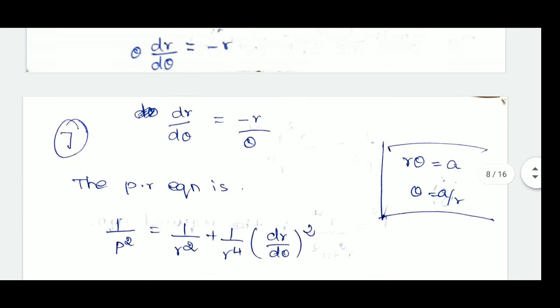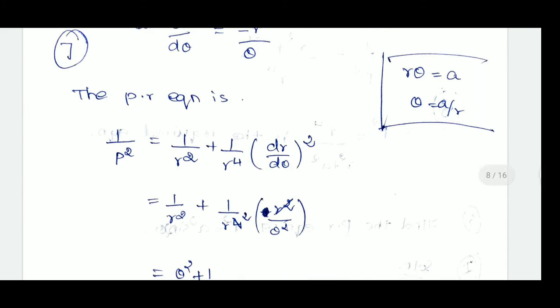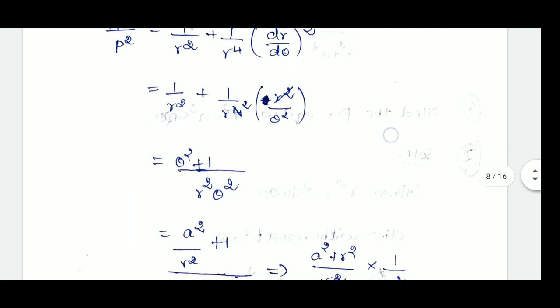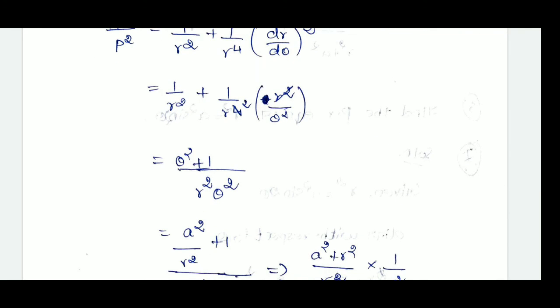The pedal equation is 1 by p square equal to 1 by r square plus 1 by r power 4 into (dr by d theta) the whole square. Given r theta equal to a, from this we get theta equal to a by r. So equal to 1 by r square plus 1 by r power 4, and for dr by d theta we can substitute (minus r by theta) the whole square. So we take the LCM of r square and r square theta square. We get the LCM is r square theta square.